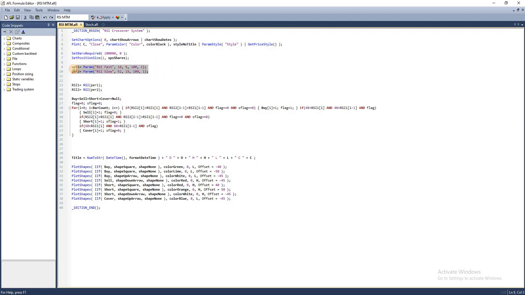First, we are setting the parameters for RSI indicator. We are setting two RSI indicators, one for long-term momentum and other for short-term momentum. Then in the next two lines, we are fetching the values of the RSI for our calculations.